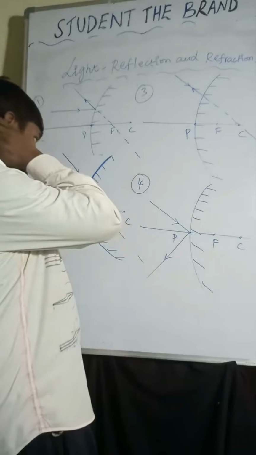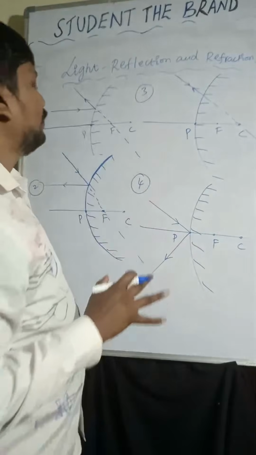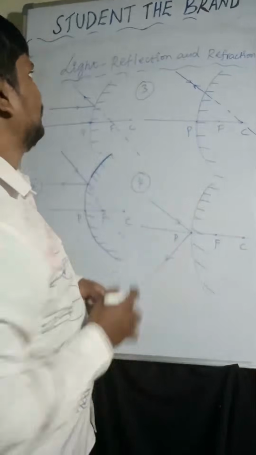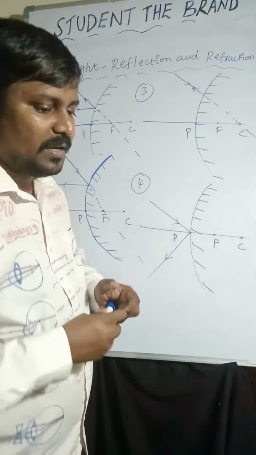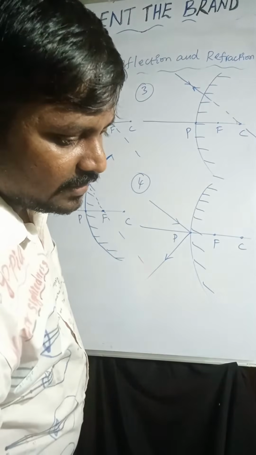Okay. These are the 4 ray rules of convex mirror.